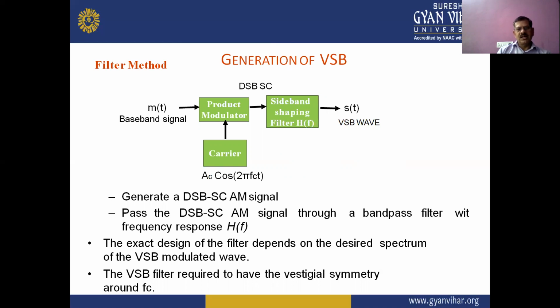So generate a DSB-SC AM signal, and pass the DSB-SC AM signal through a band pass filter with the frequency response H(f). The exact design of the filter depends on the desired spectrum of the VSB modulated wave. The VSB filter is required to have vestigial symmetry around the carrier frequency fc.